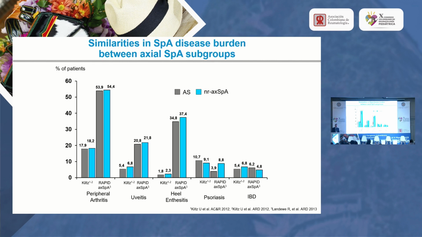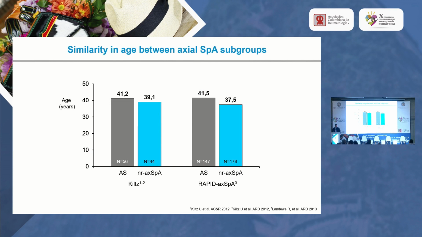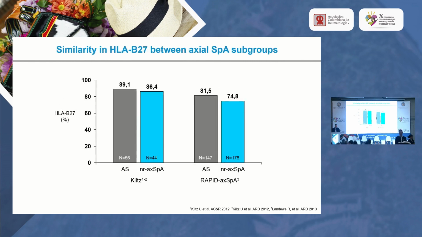And it doesn't matter if you're working in Medellin, if you're working in Bogota, or if you're working in Berlin. The patients you will see are the same. Non-radiographic and radiographic, they suffer the same. The same is true for the age, so there is no difference in the age of patients at diagnosis between non-radiographic and radiographic spondyloarthritis. The same is also true for HLA-B27. So please do not make the mistake of saying, well, somebody is non-radiographic, I can wait, I will not treat them. It is good to treat these patients early enough.